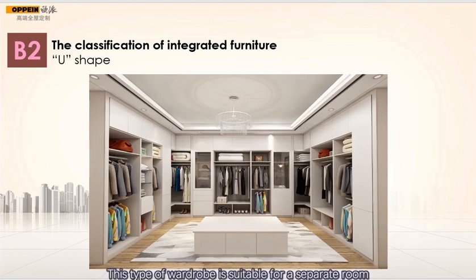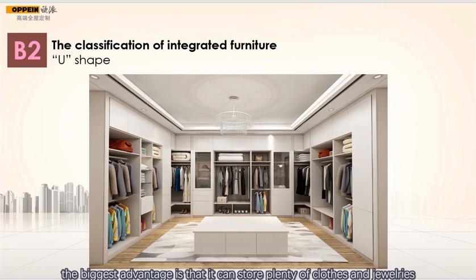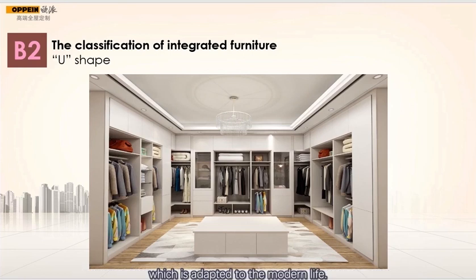U-shape. This type of wardrobe is suitable for a separate room and is very popular at present. Most people like this kind of wardrobe and think it is special and fashionable. The biggest advantage is that it can store plenty of clothes and jewelries, which is adapted to modern life.